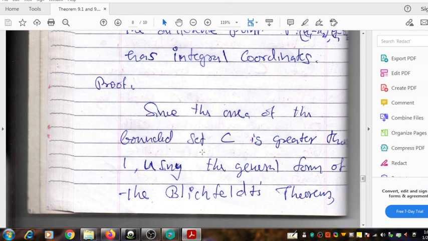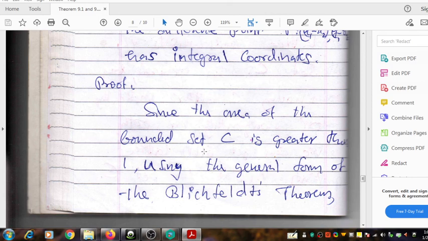It is given that the area of the set C is greater than 1, so we are now in a position to apply the Birch-Fields theorem, the previous theorem. The general form of the Birch-Fields theorem is given as theorem number 9.2, and I can give its statement.